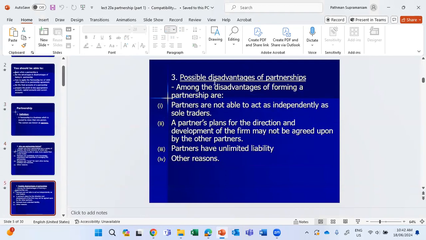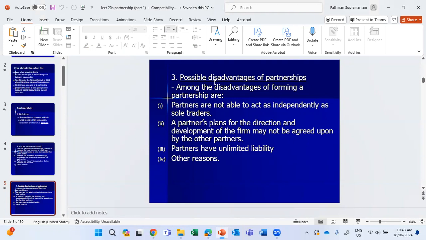But there are some disadvantages to a partnership. Among the disadvantages is, when you have more than one partner, previously when you were a sole trader, you can make decisions on your own. You don't need to ask anybody. But now, when you bring in a partner, you cannot make decisions on your own. You need to get the approval of your partners.